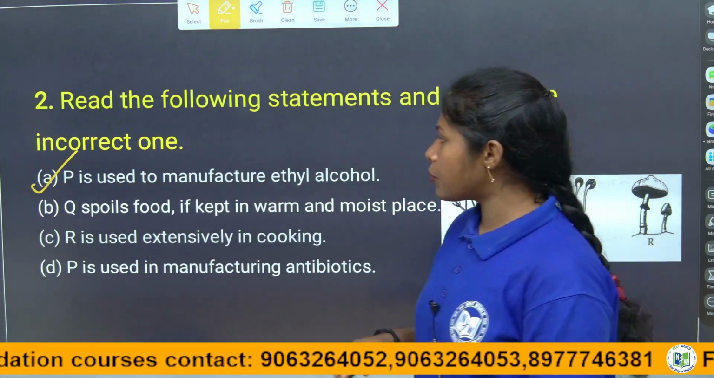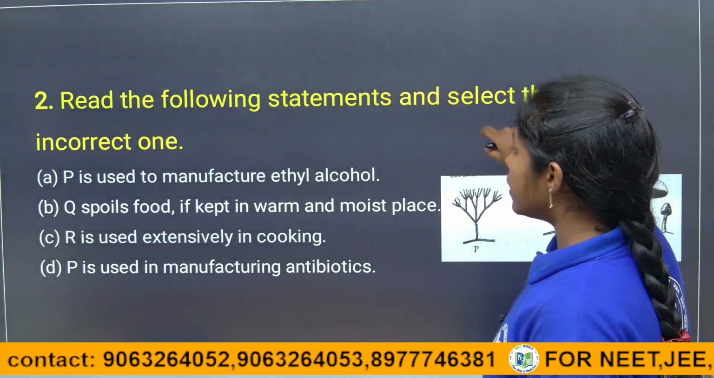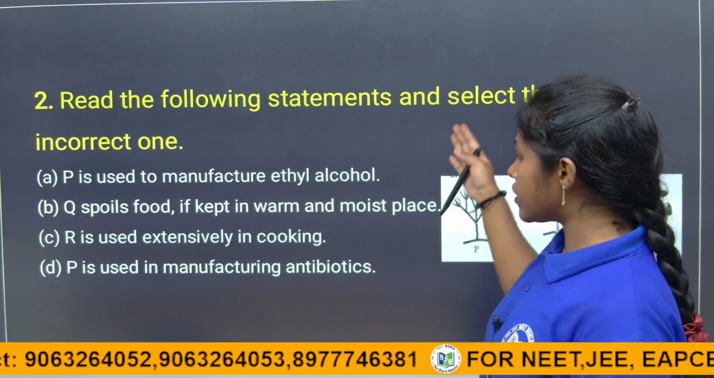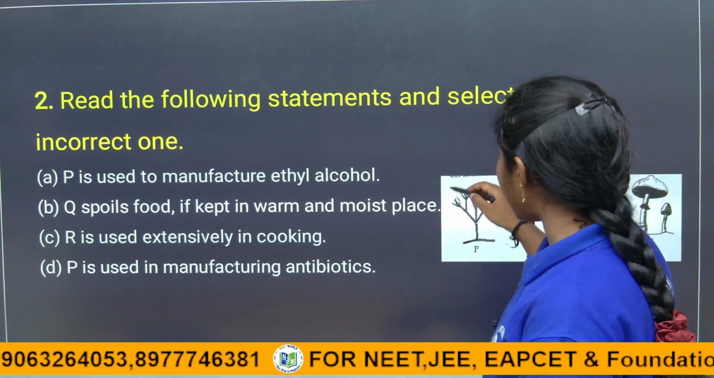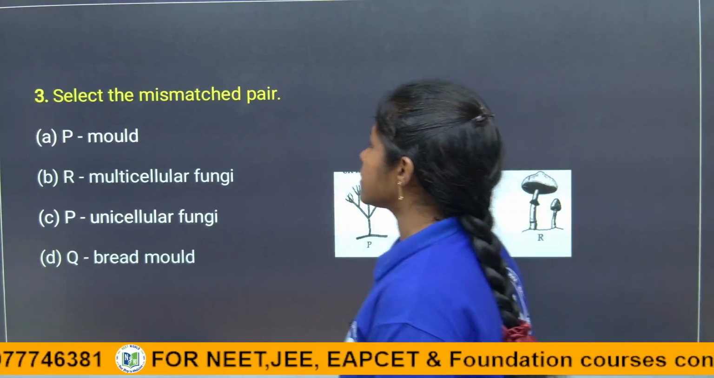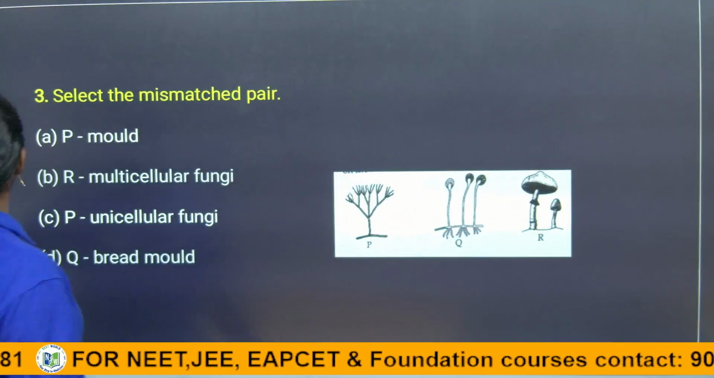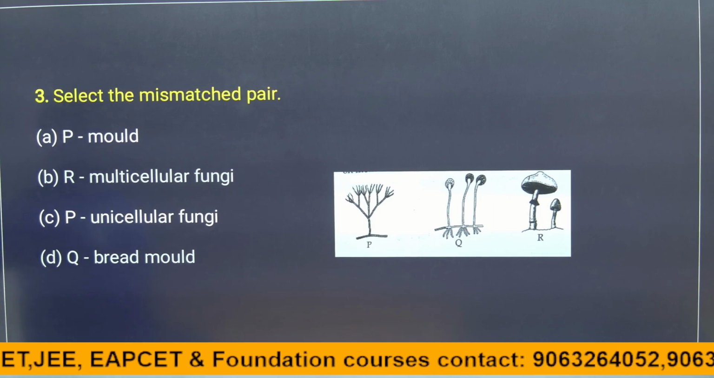Are you all clear about this question, children? This is how we have to analyze each and every question. They asked for the incorrect one, so we first have to analyze what the correct statements are and what the wrong statement is, according to the diagrammatic representation. Right children, this is the next question, the third question. See here, they are asking us to select the mismatched pair.